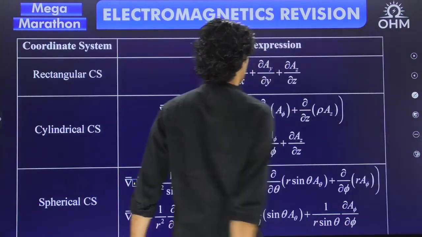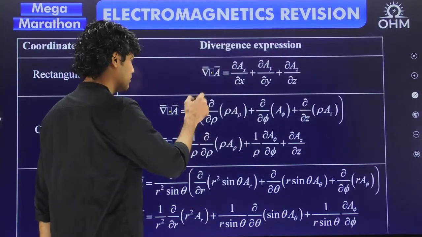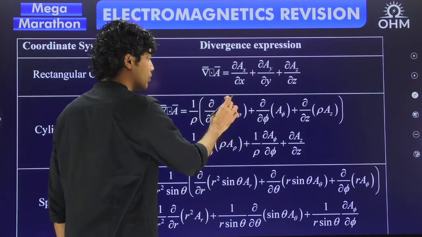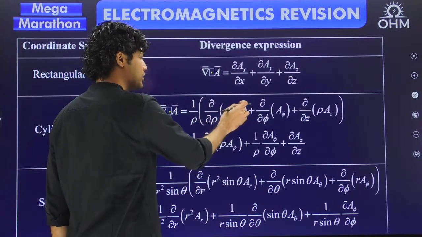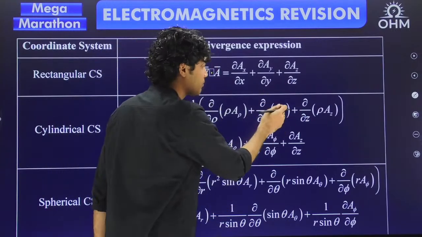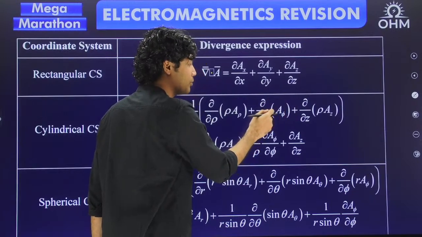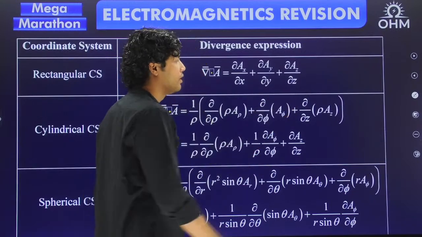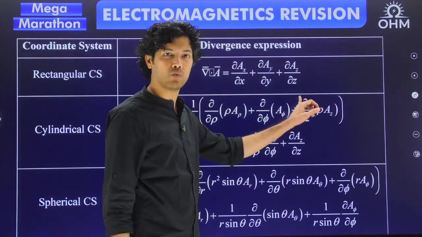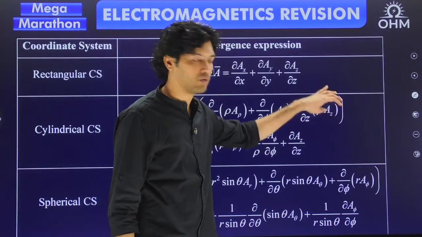Next case, if you substitute h1, h2, h3 as nothing but 1, rho, 1 in cylindrical, 1 by rho you are having dou by dou rho of h2 h3, which is rho times a rho. Since you are differentiating with respect to rho, a rho. And next here h1, h3 both are ones, and hence 1 into the scale, the differentiation is with respect to phi, and hence a phi component. And lastly you are having here h1, h2, which is nothing but 1 into rho, and you are differentiating with respect to z, a z. So that's what you have taken.